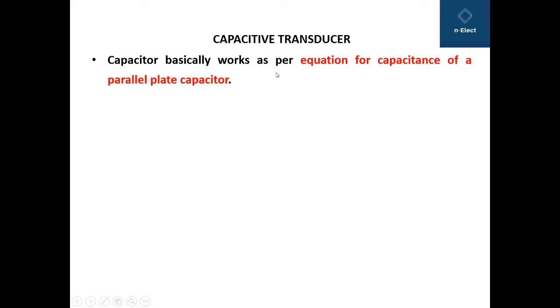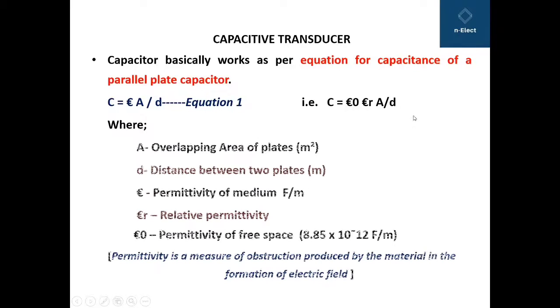Capacitors basically work as per the equation for the capacitance of a parallel plate capacitor, and that equation is C is equal to epsilon A upon D. That is, C is equal to epsilon 0 epsilon r A upon D, where A is the overlapping area of the plates in meters squared, D is the distance between two plates in meters, epsilon is the permittivity of the medium, epsilon r is the relative permittivity, epsilon 0 is the permittivity of free space, which is a constant 8.85 into 10 raised to the power minus 12 farads per meter.